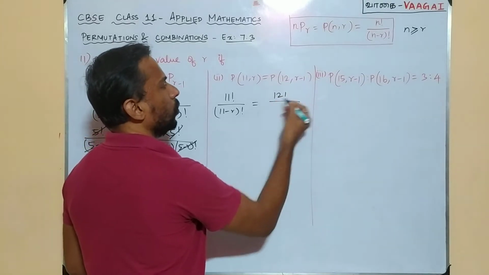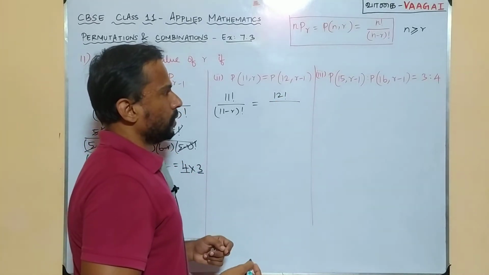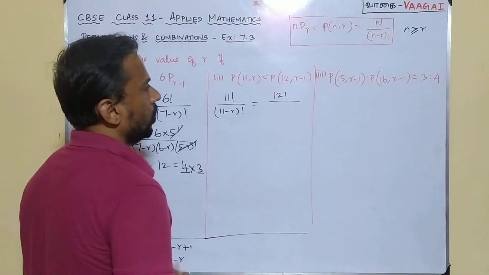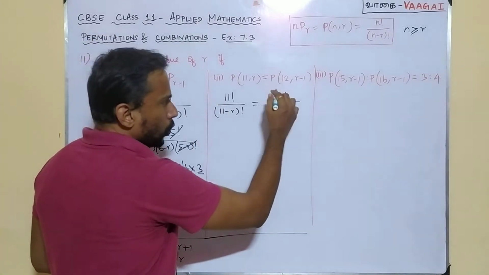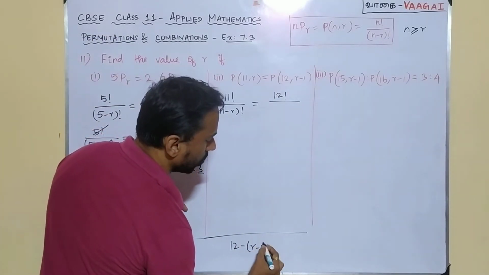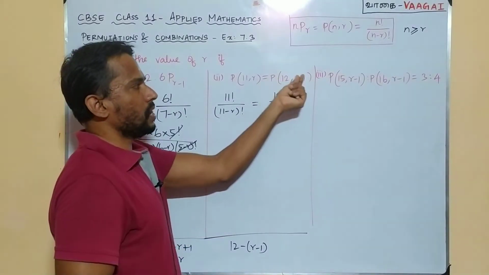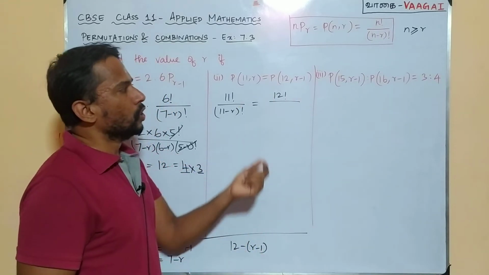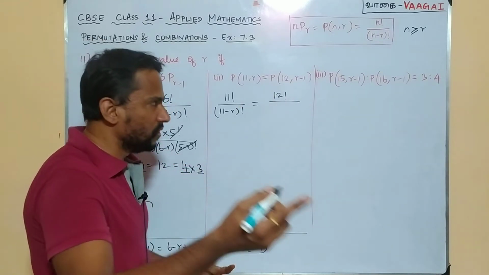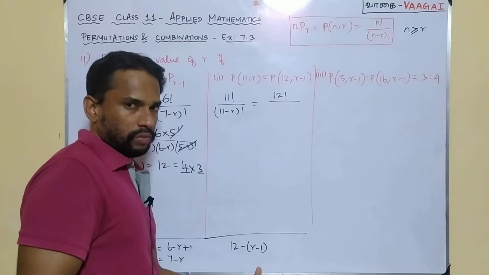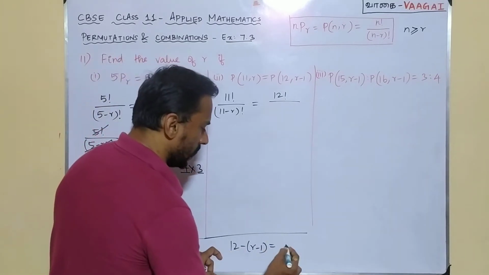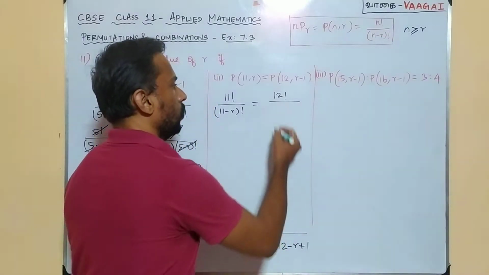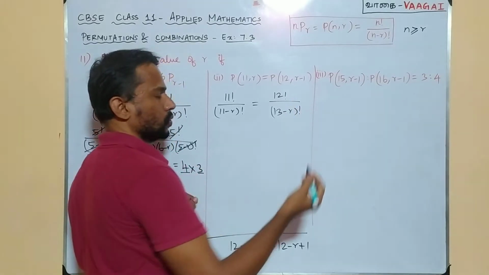So that means 12 factorial divided by what we will have in the denominator. Maybe I can use this rough space to calculate it. You will have (12 minus (r minus 1)) the whole factorial. Is it or not? Because this is like nPr. In the place of n we have 12, and in the place of r we have r minus 1. So we will have (n minus r) factorial, which is (12 minus (r minus 1)) factorial. Now when you expand this, you get 12 minus r plus 1, which is 13 minus r, the whole factorial.